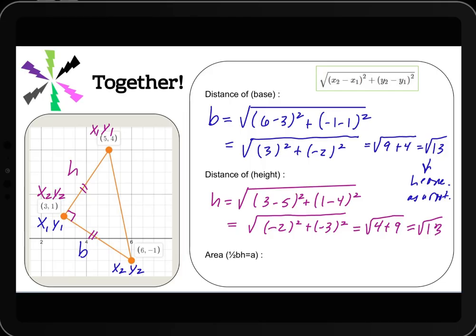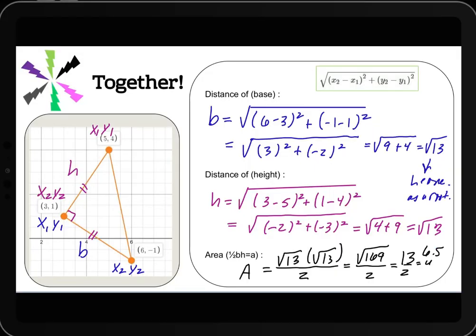So now I can calculate the area of the figure. The area is going to be the base length, square root of 13, times the height, square root of 13, all divided by 2. We're multiplying here, and we are taking the square root of 169 divided by 2. So in other words, we get 13 divided by 2, which is going to be 6.5 square units. So there it is. There's the area of our triangle.